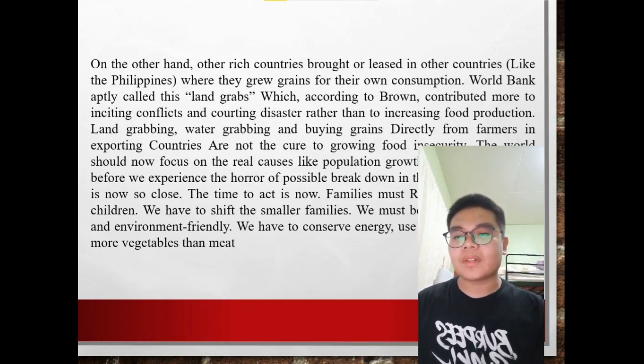The time to act is now. Families must reduce the number of children. We have to shift to smaller families. We must be socially responsible and environmentally friendly. We have to conserve energy, use water wisely, and eat more vegetables than meat.